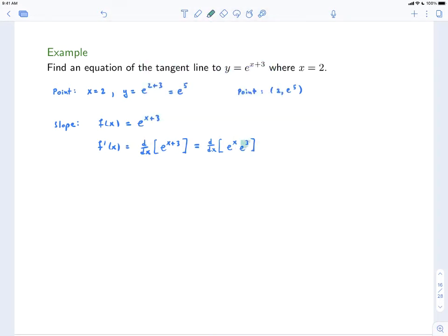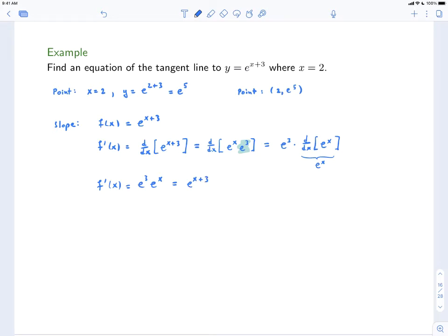So e to the 3, that's a constant. So we can just take it out. So this is e to the 3 times the derivative with respect to x of e to the x. But of course, the derivative of e to the x with respect to x is e to the x. So f prime of x is equal to e to the 3 times e to the x, which is actually the same as e to the x plus 3.